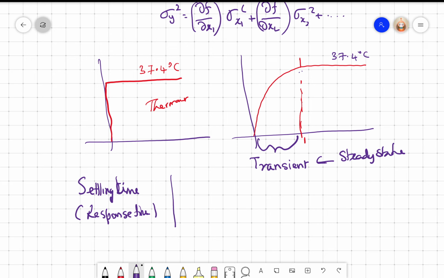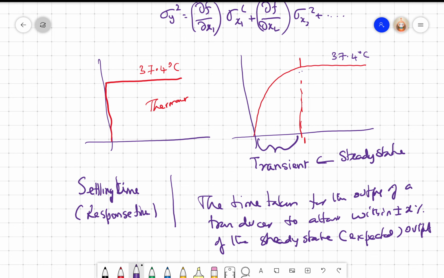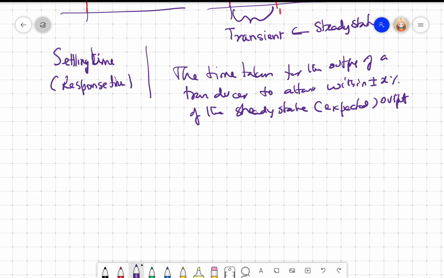It is the time taken for the output of a transducer to attain within plus or minus x% of the steady state or expected output, right? Okay, so if nothing is specified, x is assumed to be 1%. That is, if you reach within 1% of the final output after some time, that time is taken as response time or settling time, right?